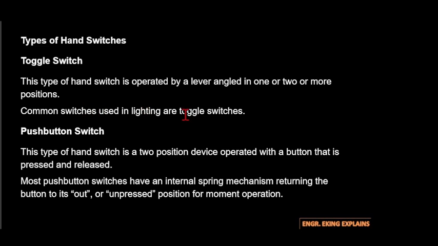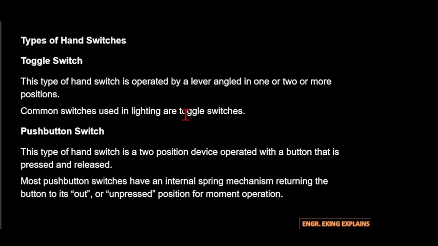A breaker itself is a switch, although the breaker has a tripping mechanism. It trips when there is a short circuit or an overload. But the operation itself is by using a lever type, or lever angled, in two or more positions: on, off, or trip. So an example of a toggle switch is our breaker.